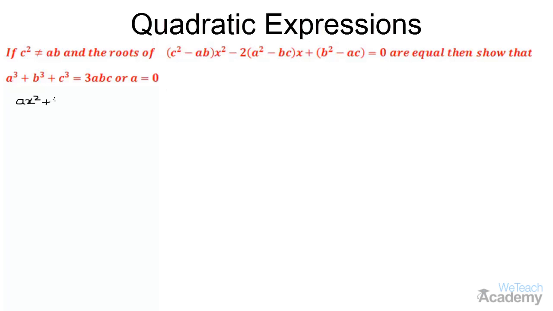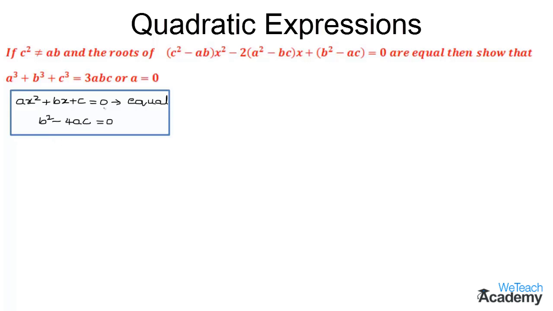In our previous videos we have learned that if the roots of the quadratic equation ax square plus bx plus c is equal to 0 are equal, then the discriminant, which is given by b square minus 4ac, is equal to 0. From the given quadratic equation we have the value of a as c square minus ab, the value of b as 2 into a square minus bc, and the value of c as b square minus ac. Now let us substitute all these values in b square minus 4ac is equal to 0.